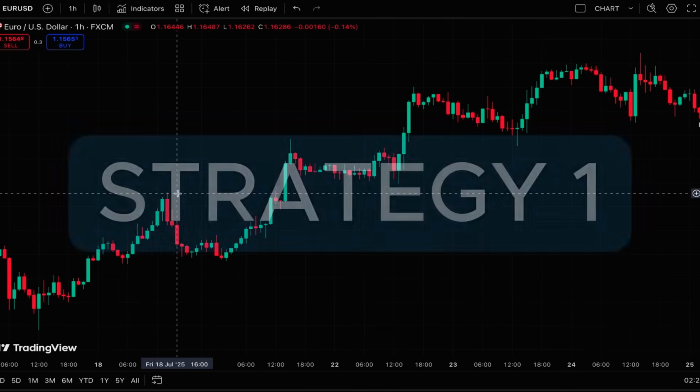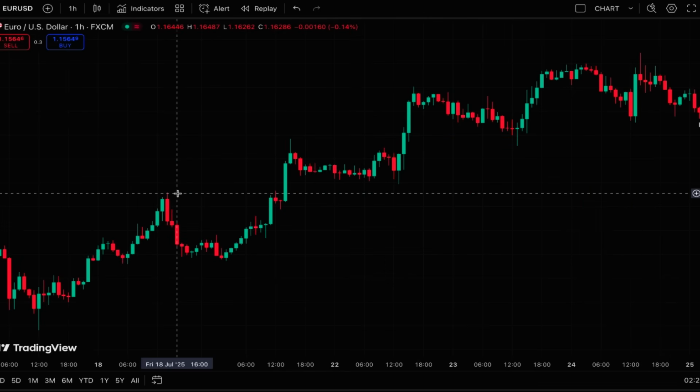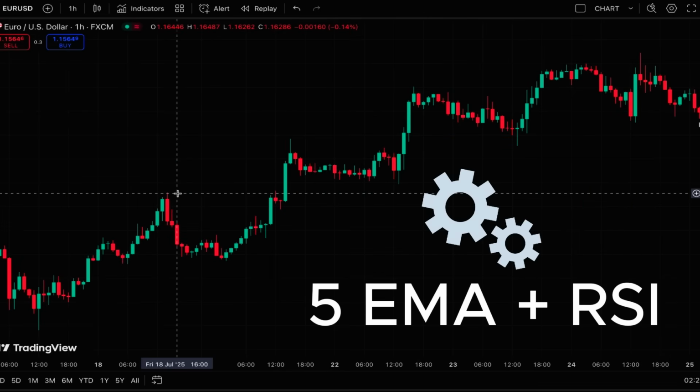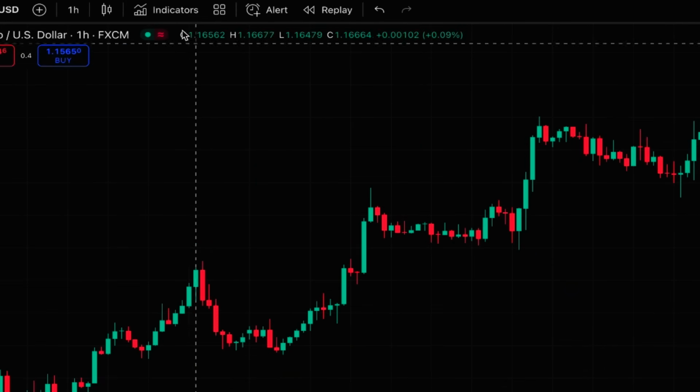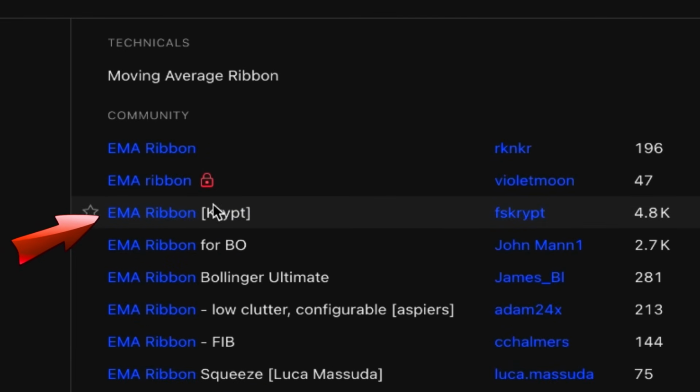Alright, let's begin with the first trading strategy and see how it can help you to find accurate buy-sell signals in the market. In this trading strategy, we have 5 exponential moving averages and RSI. On the free version of TradingView, you can only add 2 indicators to your chart, but we can add a moving average ribbon and then adjust it based on our trading strategy. For this purpose, here we click on indicators and we search EMA ribbon. We add this one, which is written by FS Crypt.